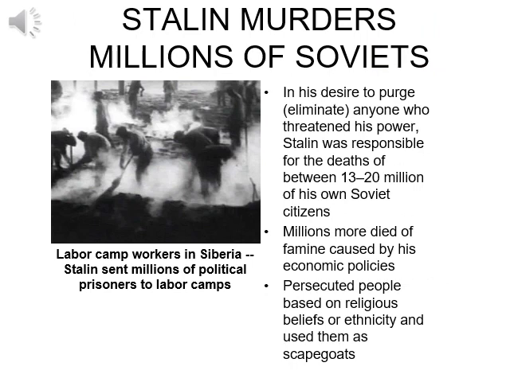In his desire to purge or eliminate anyone who threatened his power, Stalin was responsible for the deaths of between 13 and 20 million of his own Soviet citizens. Millions more died of famine caused by his economic policies and the hardships they brought on. Stalin was famous for persecuting people based on their religious beliefs or their ethnicity, and even using them as scapegoats to promote fear within the Soviet Union through the propaganda machine of the Red Army.